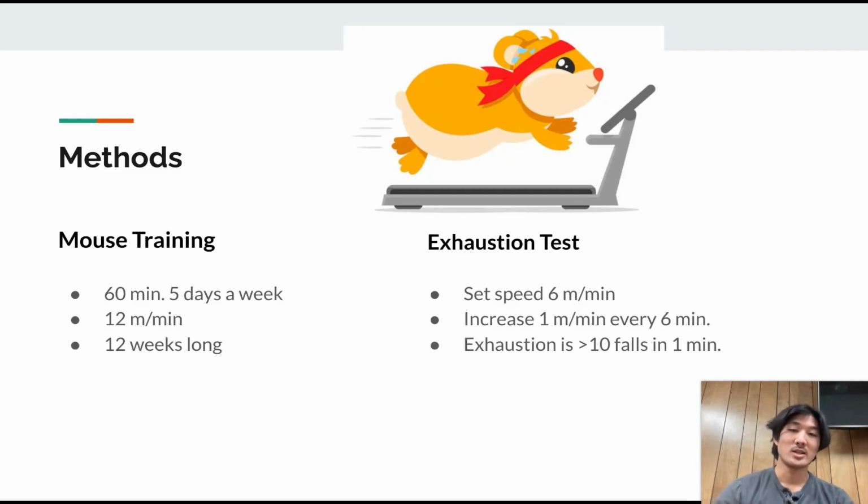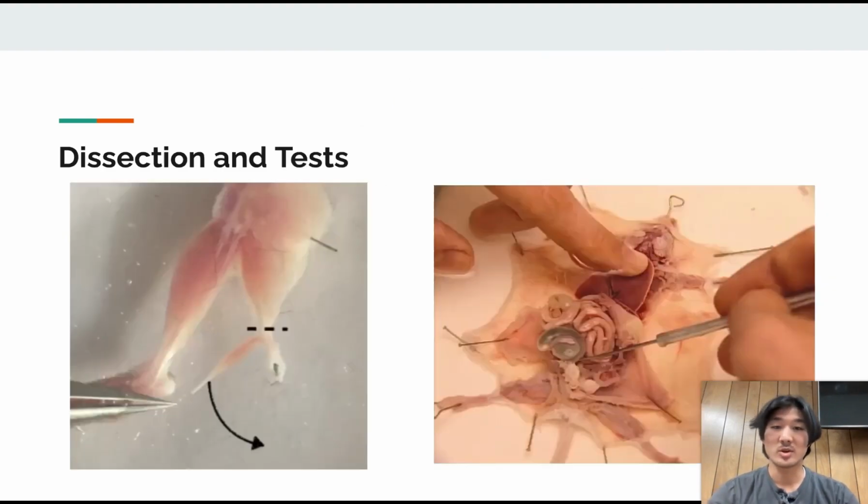The exhaustion test consisted of a set speed at first of 6 meters per minute, and then would increase 1 meter per minute every 6 minutes until the mice reached exhaustion. Exhaustion was defined in the experiment as the mouse falling off more than 10 times in 1 minute. After the final exhaustion test, the mice were dissected, and their muscles and everything were put through many tests and experiments.